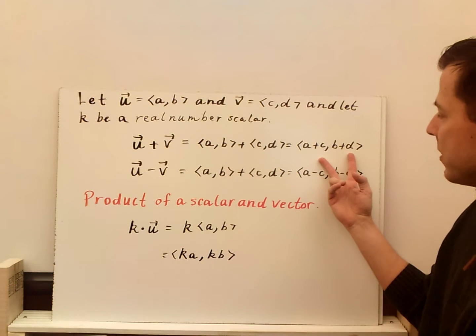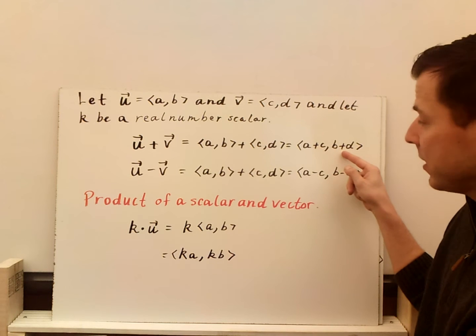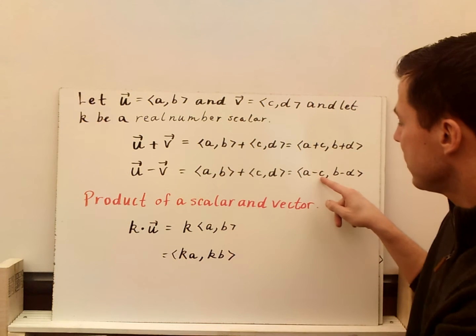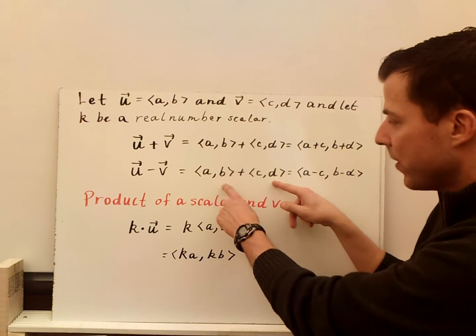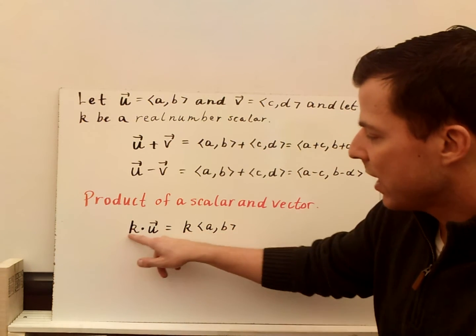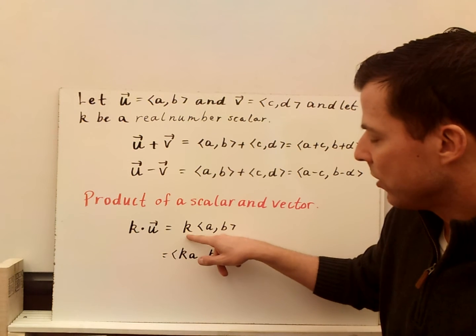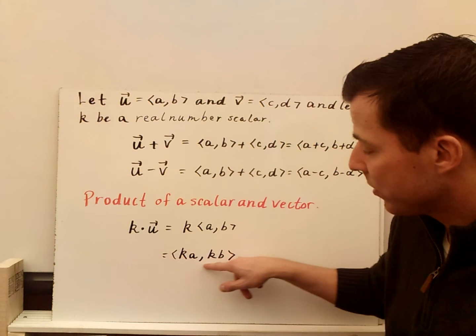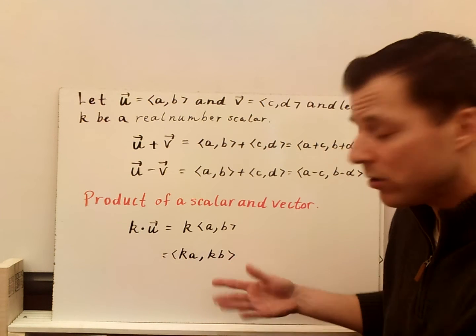A plus C, comma, B plus D, and you get your vector. When you subtract them, you take A minus C, comma, B minus D. Okay? The product of a scalar and a vector, K times vector U, looks like K times the component vector, and then I just distribute the K to both components, A and B, and you multiply.